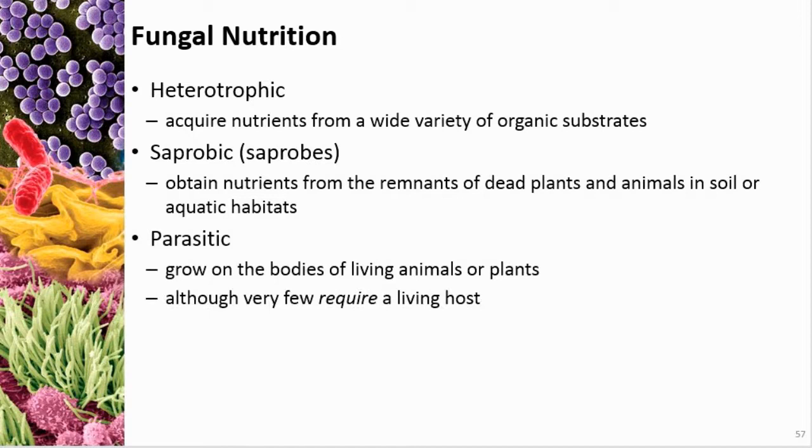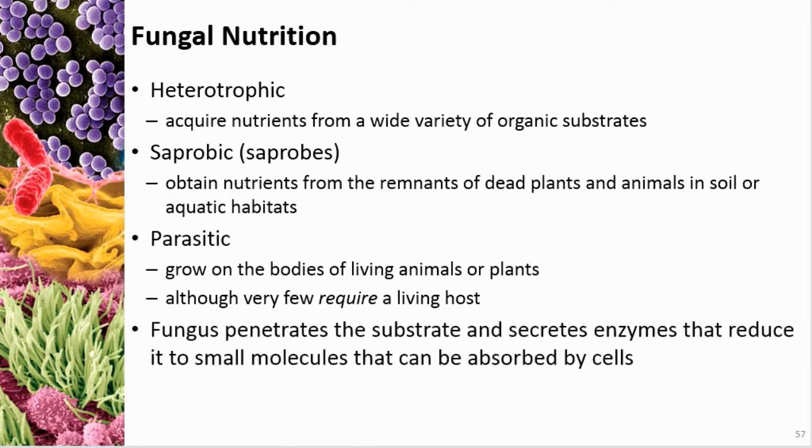There are not very many obligate parasitic fungi, meaning they have to live on a live host, as opposed to those that don't have to. The way these fungi eat is they grow into the substrate, whatever the food is that they're living on, and they start secreting enzymes which break it down and digest it on the outside. Like a human, we digest things inside of our GI tract and then absorb it. Well, these things digest it on the outside and then absorb it.